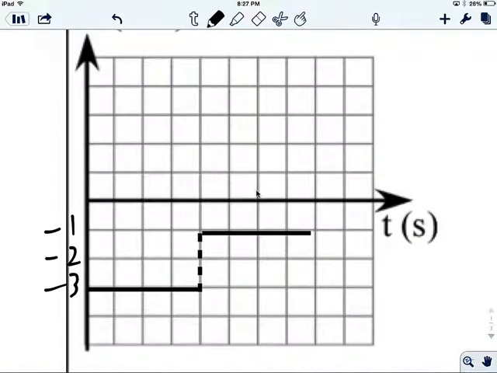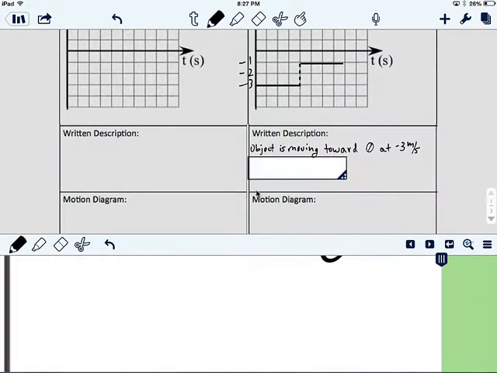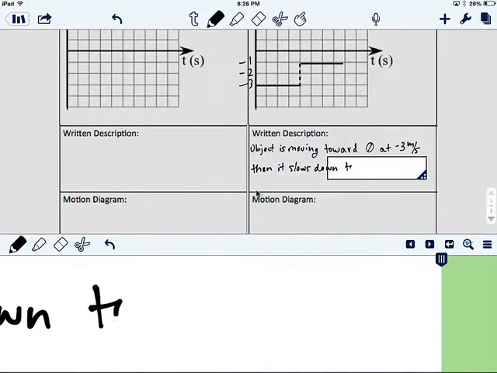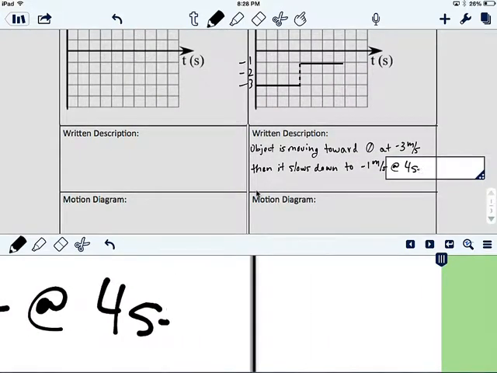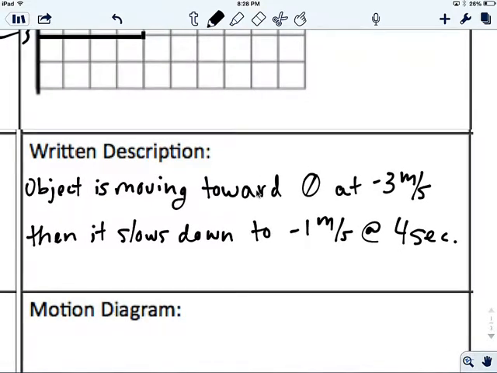Okay, so let's go back to what I was writing. I said that the object is moving towards zero at -3 meters per second. Then it slows down to -1 meter per second, and it does that at 4 seconds. Okay, so there we go. Object's moving towards zero. That's how we know, it's because it's negative. That's how we know it's towards zero, okay? At -3 meters per second, then it slows down to -1 meter per second at 4 seconds.